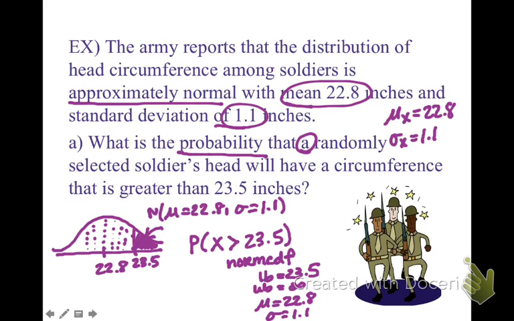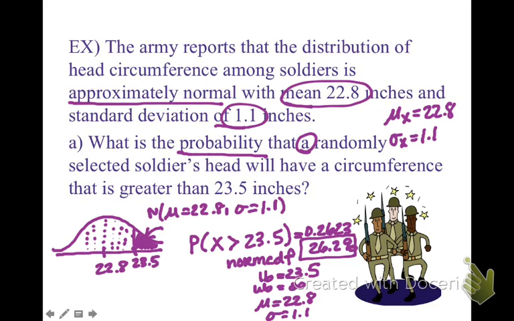So if we put this in our calculator, we find the probability that we randomly pick a soldier and that particular X, that particular soldier, has a head circumference greater than 23.5. We find the probability to be 0.2623, or in other words, 26.2% of the time, we will be able to randomly select a soldier who has this large of a head circumference.